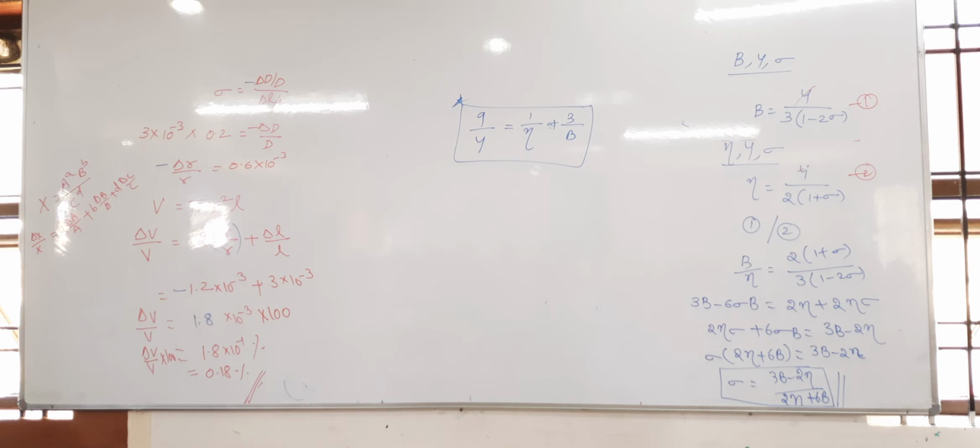Determine the Poisson's ratio of the material of a wire whose volume remains constant under an external normal stress.